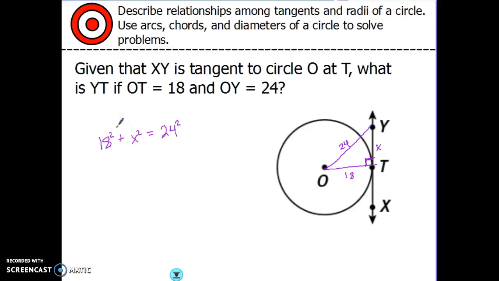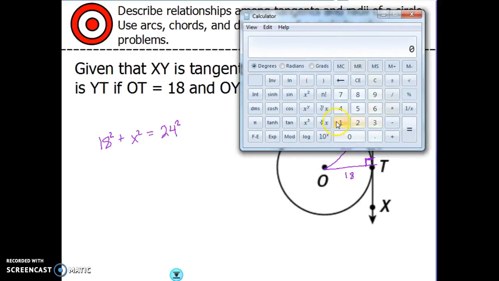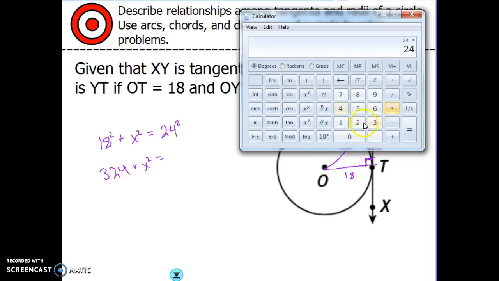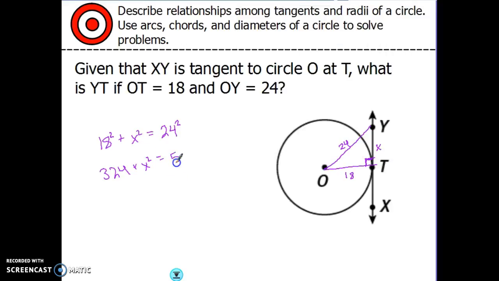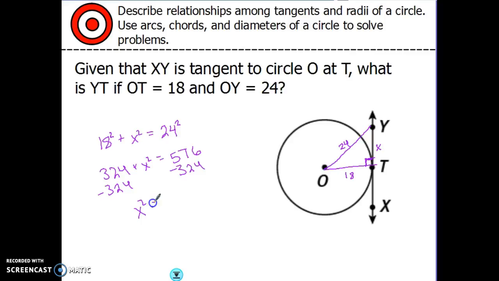Okay. So 18 squared, I'm going to need a calculator. All right, so 18 squared is going to be 324, 24 squared is 576. I need to subtract from both sides. So I need to do 576 minus 324. Okay, so x squared equals 252.